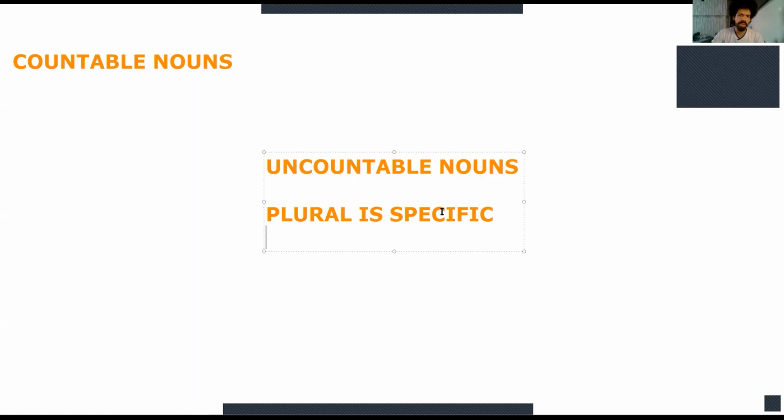You cannot say, I'm going to drink two waters, I'm going to drink three wines, I'm going to eat 50 rices, I'm going to eat two beans. You cannot use the plural like that. It's very specific. The second thing about uncountable nouns is that they need a measure. They need a measure to be used, for you to specify how much of the uncountable noun you're gonna use. And we're gonna see this right now.